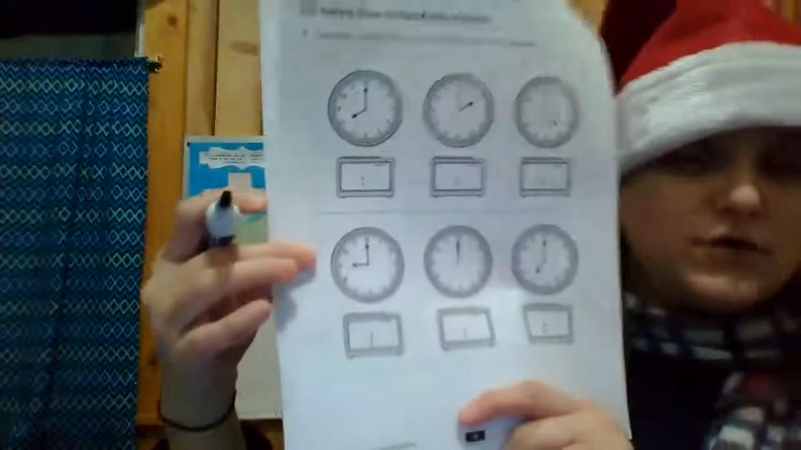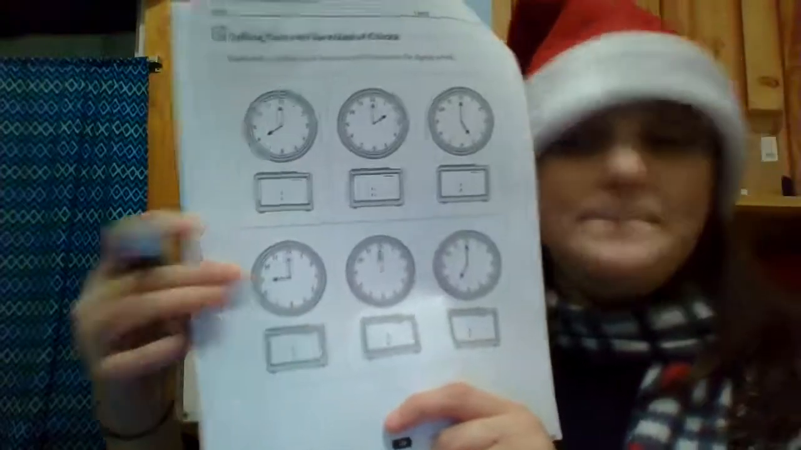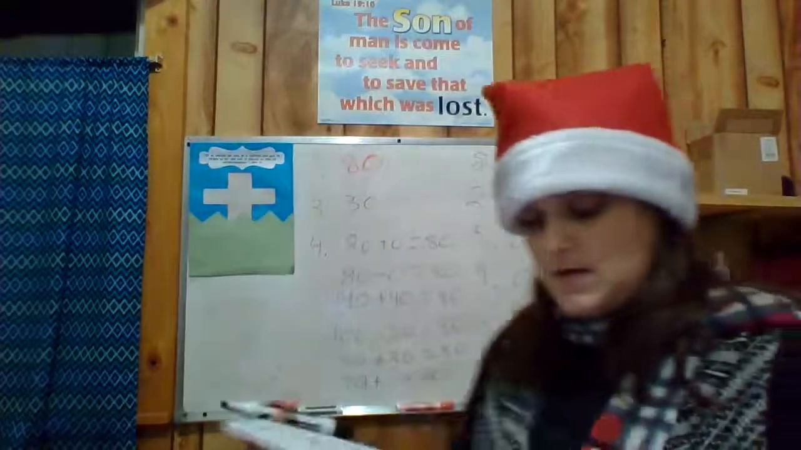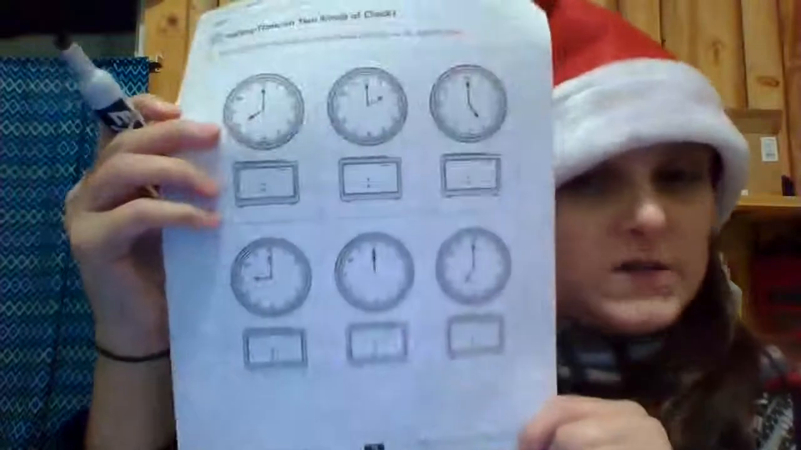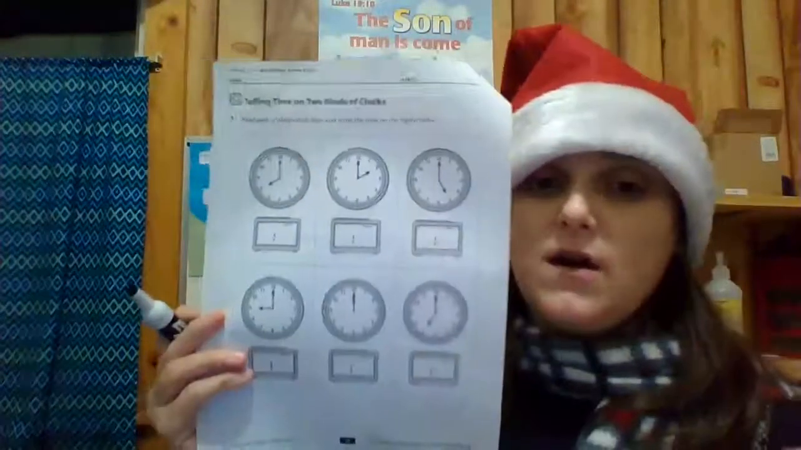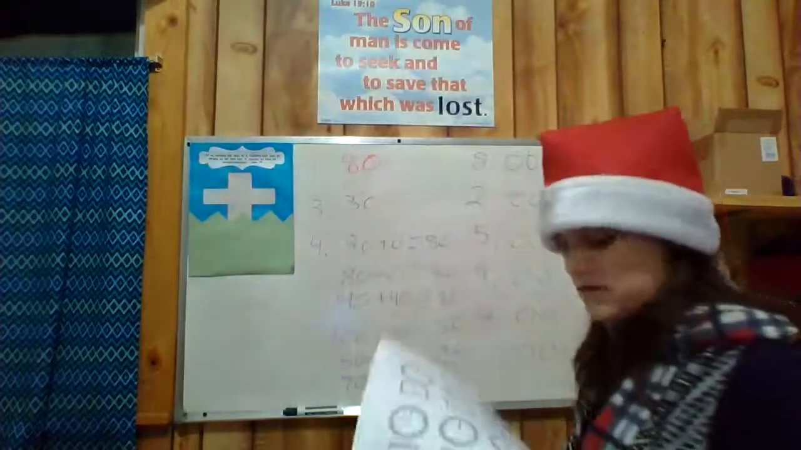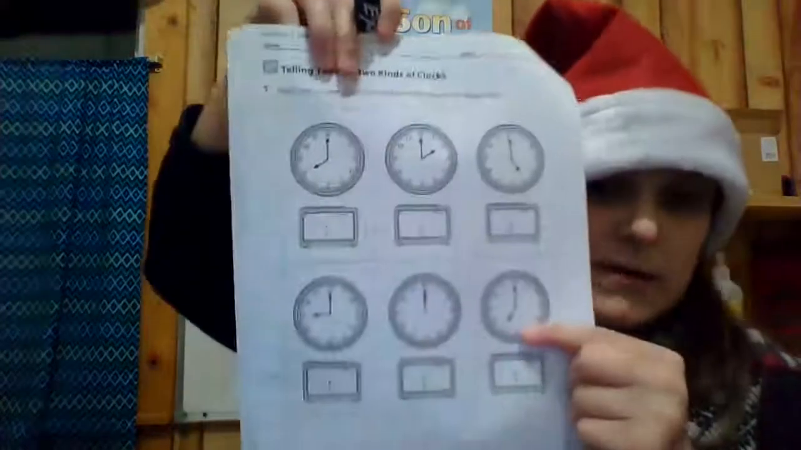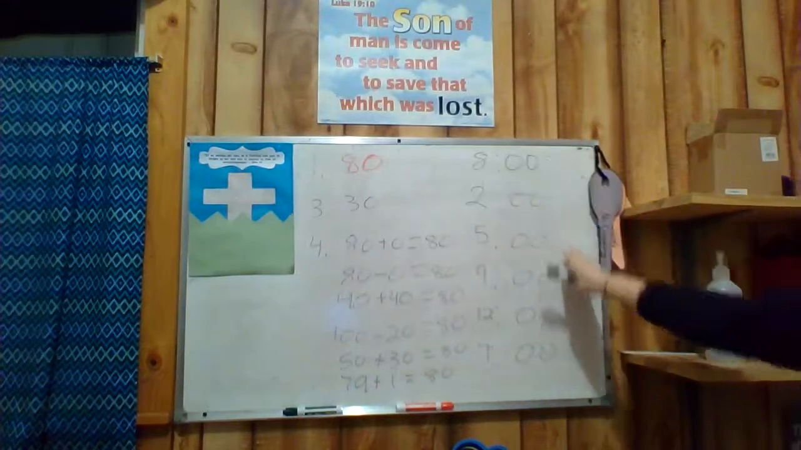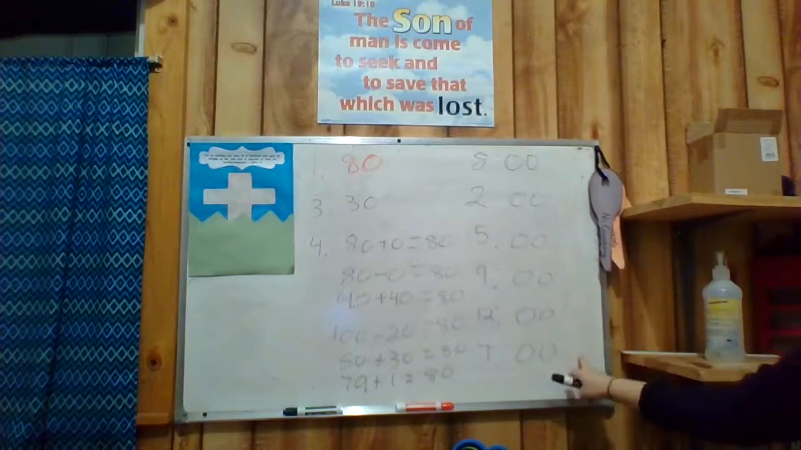First one on the bottom row, the shorthand is pointing at the 9. So we have 9 o'clock. The middle one on the bottom, both hands are pointing at the 12, but we already took care of the longhand and know it's the top of the hour. The shorthand is also pointing at the 12, so it's 12 o'clock. Our last clock is pointing at the 7, so 7 o'clock. So there are our times: 8 o'clock, 2 o'clock, 5 o'clock, 9 o'clock, 12 o'clock, and 7 o'clock.